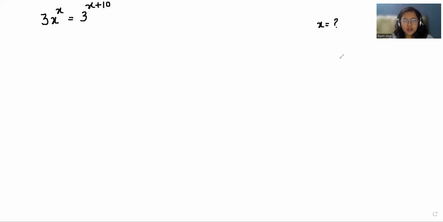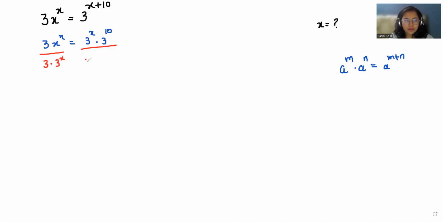First, with the help of the exponent rule, that is a power m times a power n is equal to a power m plus n, we can write our right hand side as 3 power x times 3 power 10. Now I am going to divide both sides by 3 power x.